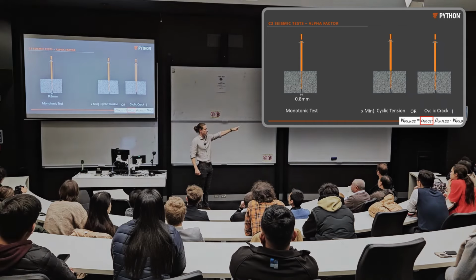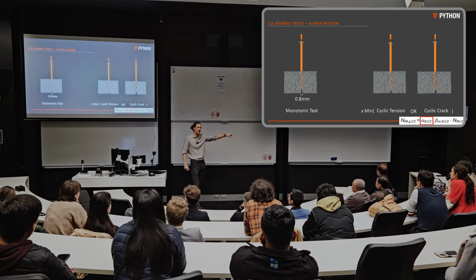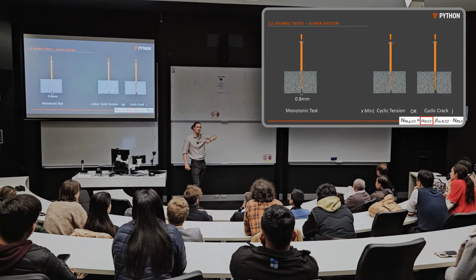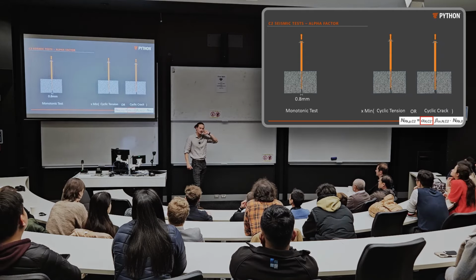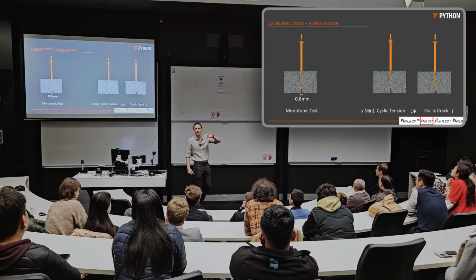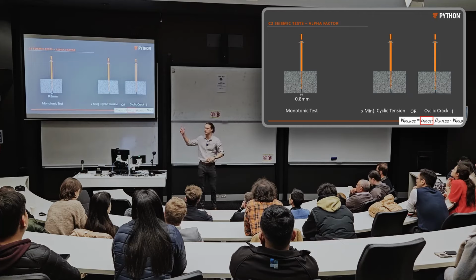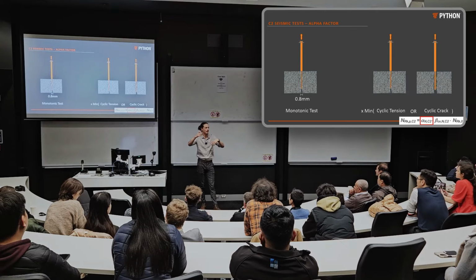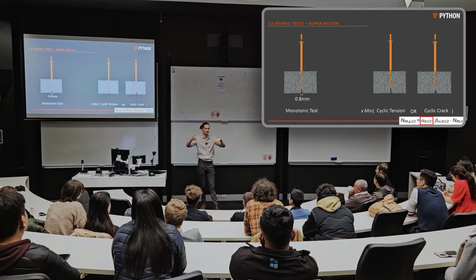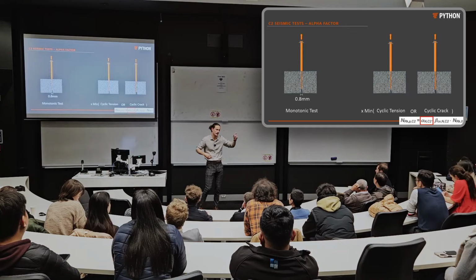One thing that's quite important to note about the cyclic crack test is that throughout this test, there is a constant tension load maintained on the anchor. This is to simulate scenarios where, say, you're in Auckland Hospital and you've mounted an MRI machine to your beam. You need to make sure that that MRI machine doesn't fall down and hurt anyone during an earthquake. So you need to be able to maintain that tension load throughout that earthquake. That's what that test is trying to simulate.